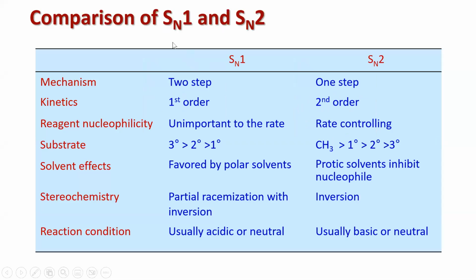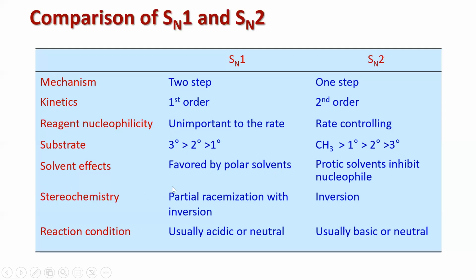So when you compare SN1 reaction, now we have finished talking about SN1 and SN2. When you make a comparison of both, you can see the mechanism in SN1 is 2-step. Here it is 1-step. And the graph also has several humps in this SN1, and in SN2 only one curve. And kinetics, this is first order, this is second order. And reagent nucleophilicity is unimportant to the rate here, and this is rate controlling because both concentrations matter here since it is bimolecular. And the substrate more favorable is tertiary in SN1, and it goes the other way in SN2.